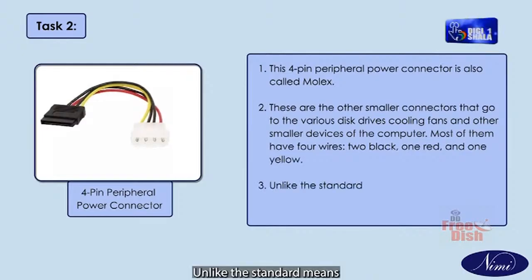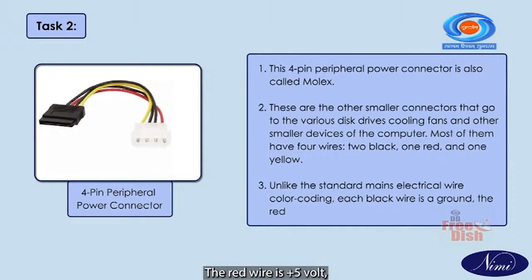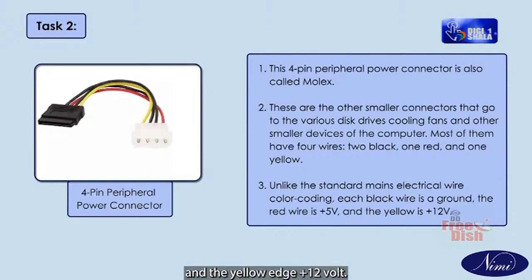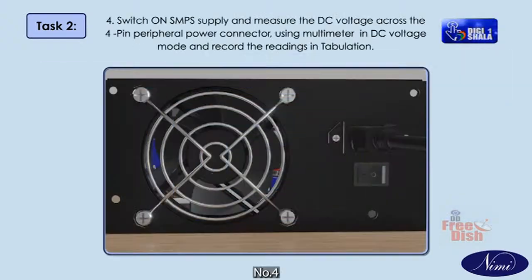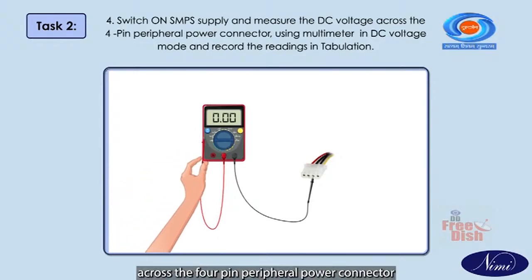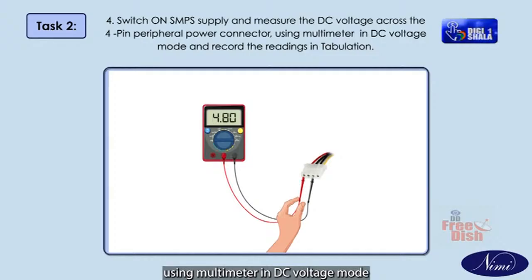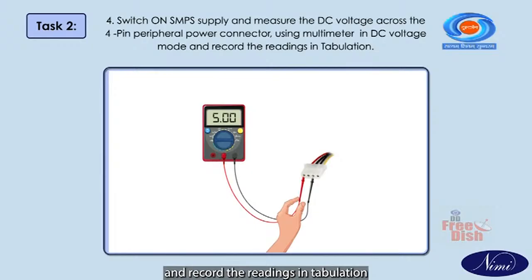Unlike the standard mains electrical wire color coding, each black wire is a ground. The red wire is plus 5 volt and the yellow is plus 12 volt. Number 4. Switch on the SMPS supply and measure the DC voltage across the 4-pin peripheral power connector using a multimeter in DC voltage mode and record the readings in a tabulation.